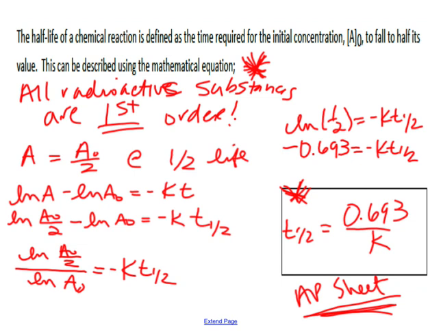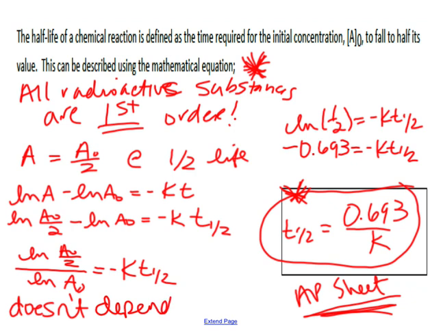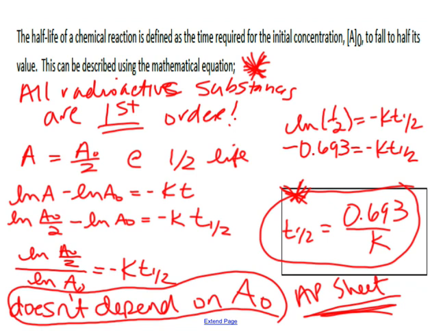Which makes sense. Don't we know carbon-14's half-life, or uranium's half-life? Don't you see that in radioactivity, they have set half-lives? So no matter how much uranium you have, it's going to have the same half-life. No matter how much phosphorus-32 you have, it's going to have the same half-life. And this proves that. So the half-life of a first order does not depend on original concentration, and that's indicative of all radioactive substances.